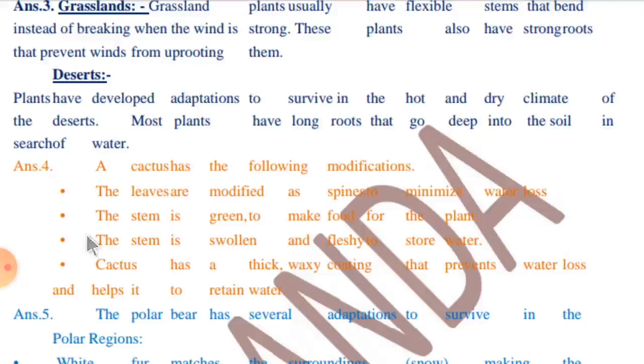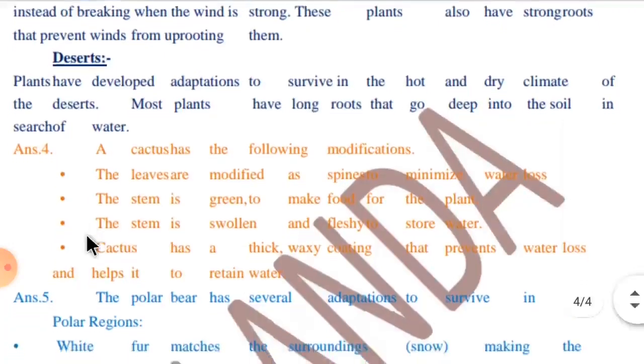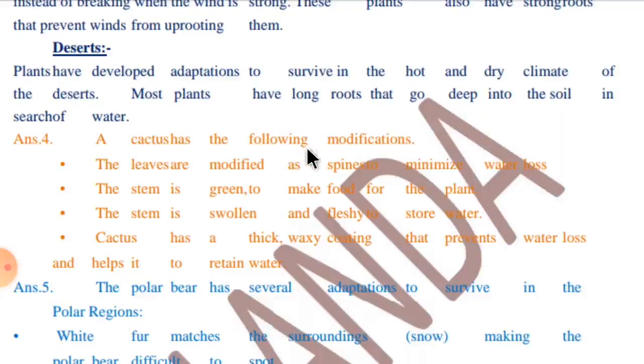Discuss the various modifications in cactus that have helped it to survive in the desert habitat. So cactus has the following modifications: the leaves are modified as spines to minimize water loss. The stem is green to make food for the plant. The stem is swollen and fleshy to store water. Cactus has a thick waxy coating that prevents water loss and helps it to retain water.